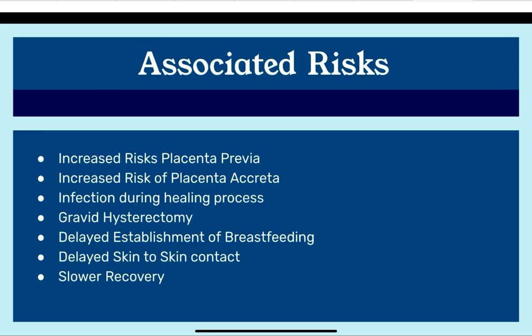So, take a look over that list. So, placenta previa, placenta accreta, infection during the healing process, gravid hysterectomy, delayed establishment of breastfeeding, delayed skin-to-skin contact, and slower recovery.